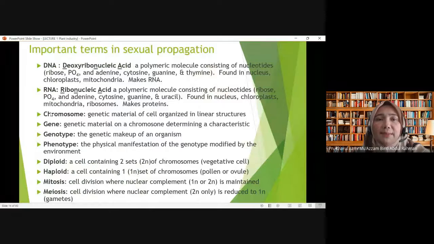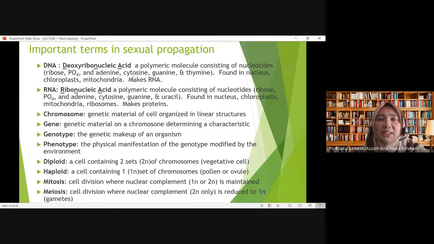Okay, now let's look at the important terms in sexual propagation ya, pembiakan secara seksual bagi tumbuhan. We have the DNA. DNA stands for deoxyribonucleic acid. Okay, this is the polymer molecule consisting of nucleotides, and it is normally found in the nucleus. Tak apalah, you just know these are the terms used ya, DNA ya, maksudnya bahan genetik sesuatu pokok itu. And then we also have the RNA, ribonucleic acid, which is also a polymeric molecule consisting of nucleotides. Okay, dia made up of different types of bases.